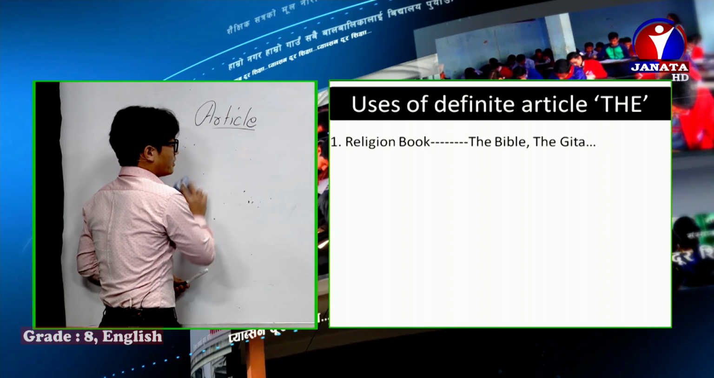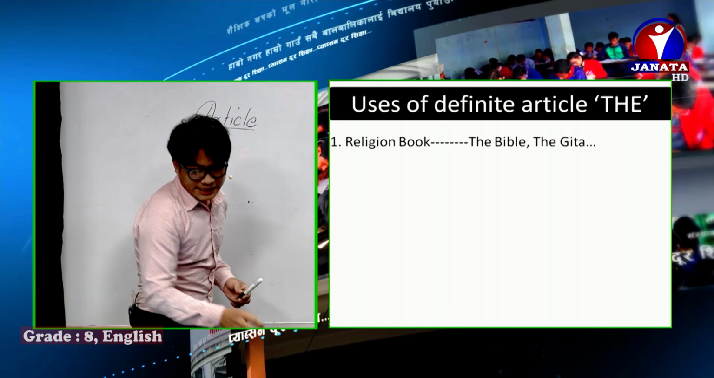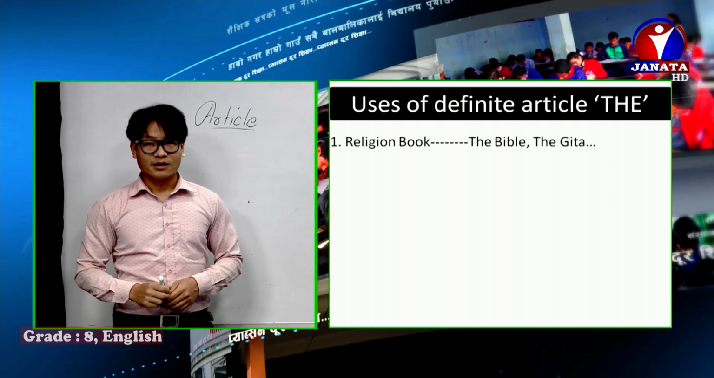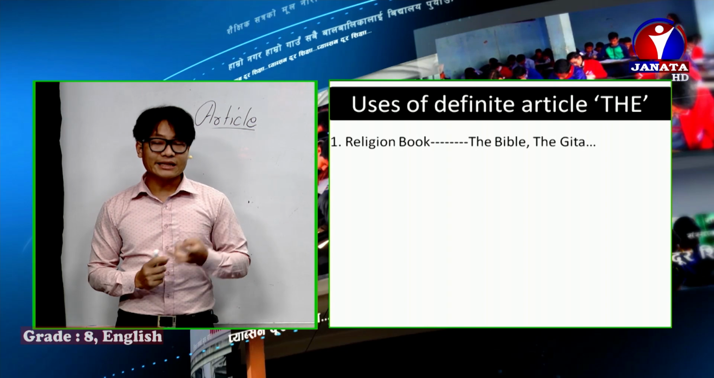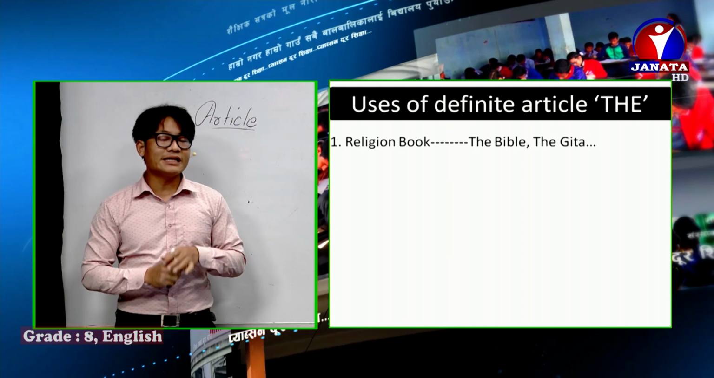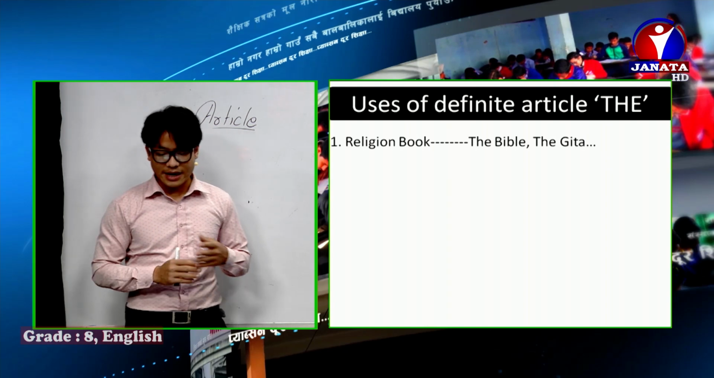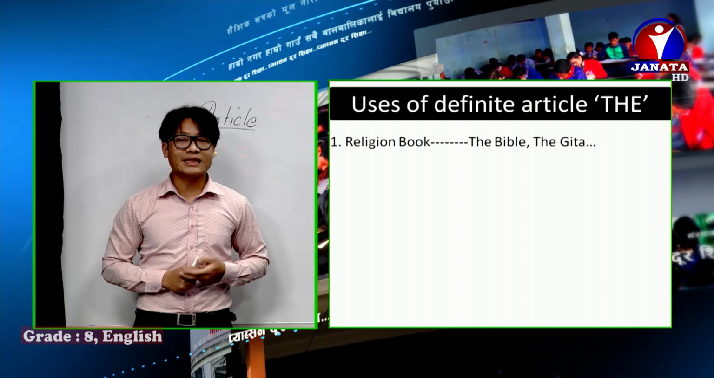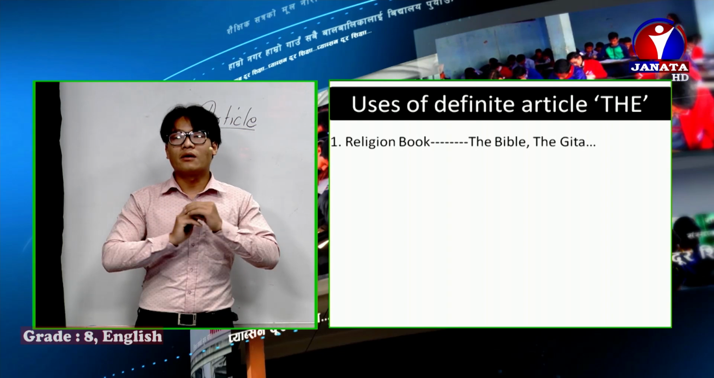Religion book takes the article, like the Bible, the Gita, the Quran. These are religion books. So we write the Bible, the Gita, the Quran, the Ramayana.